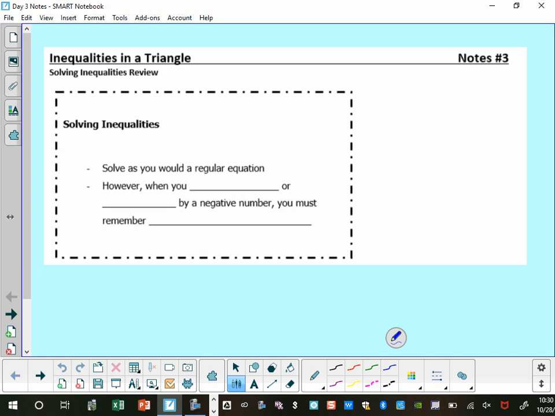However, when you multiply or divide by a negative number, you must remember to do what? What happens to your sign? Yeah, you flip it. You must remember to flip the inequality sign. So an inequality sign is like less than, greater than, less than or equal to, greater than or equal to.